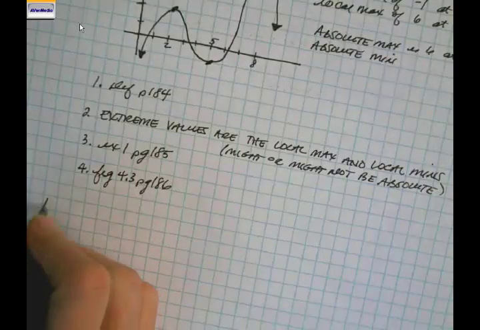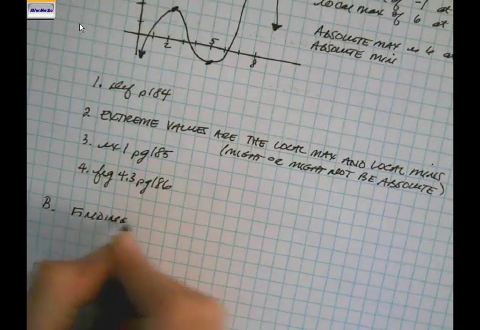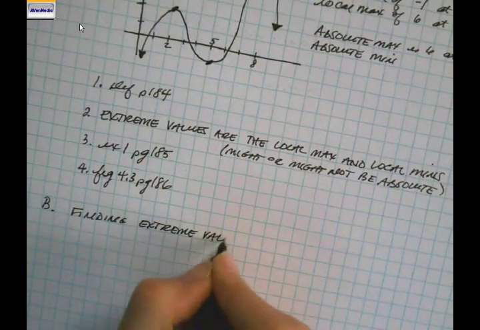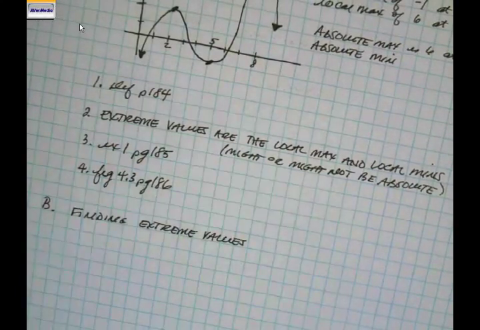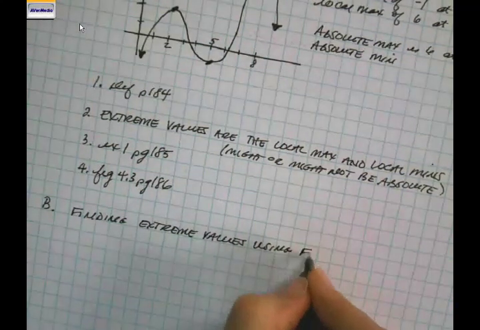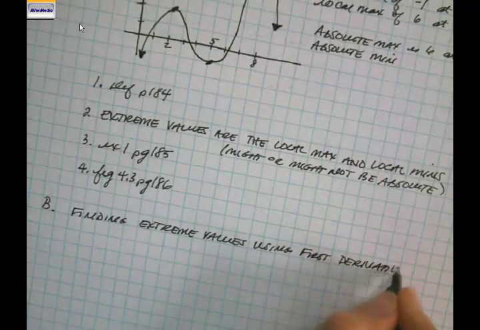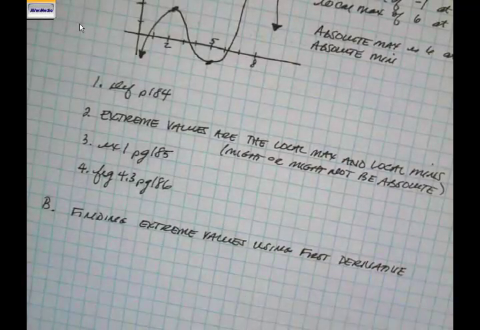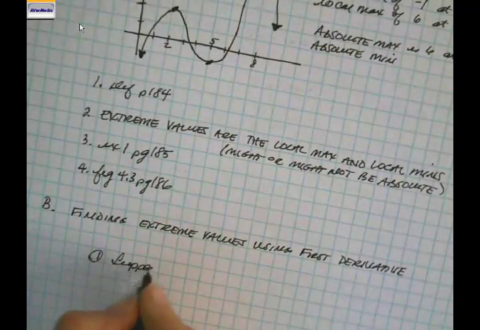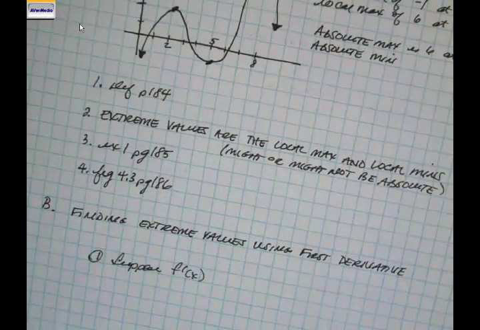All right, so now let's talk about finding the extrema or extreme values using the first derivative. Okay, what do you suppose, and think about this, what does the first derivative have to do with a local max or a local min?